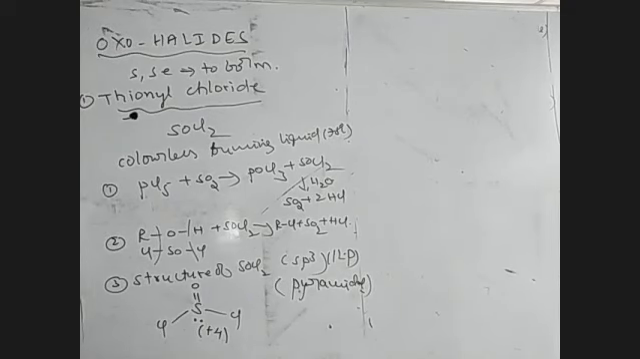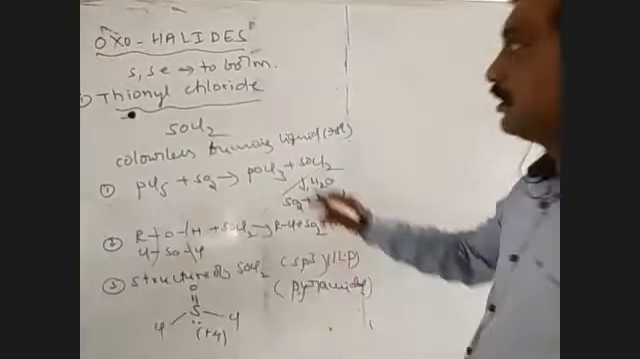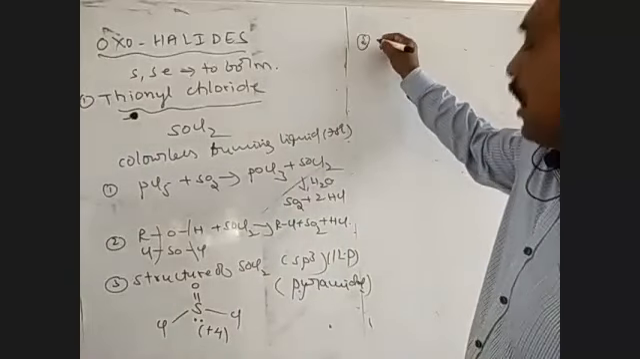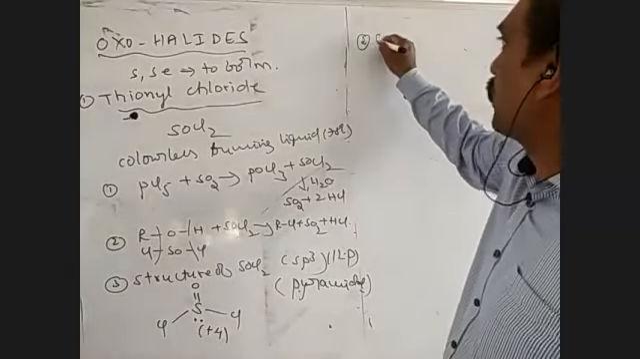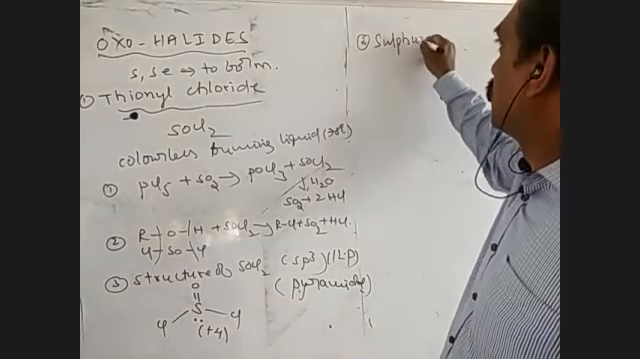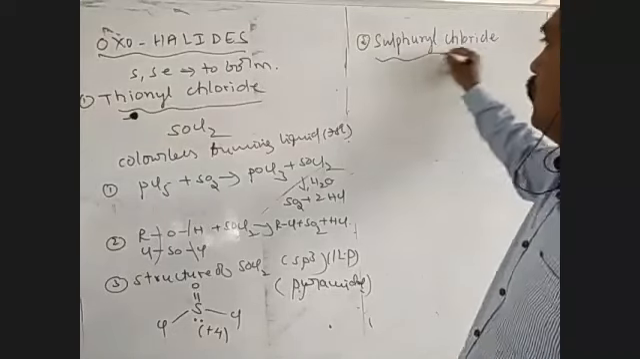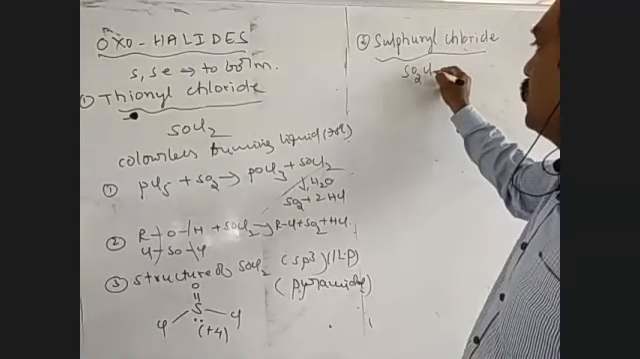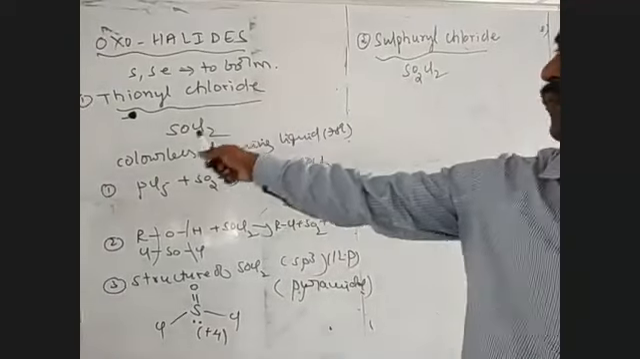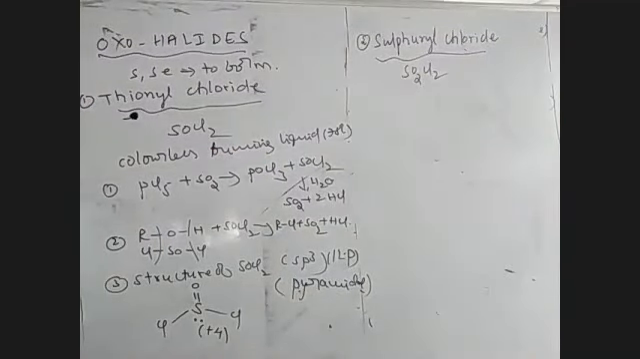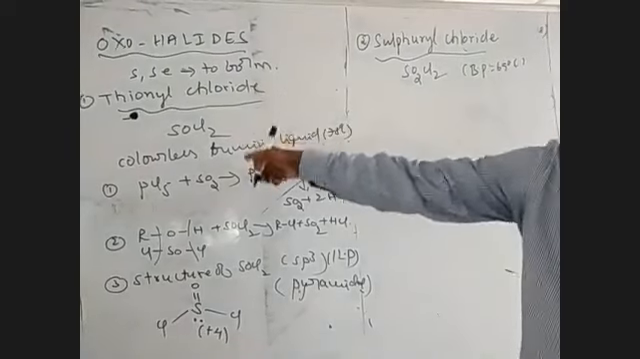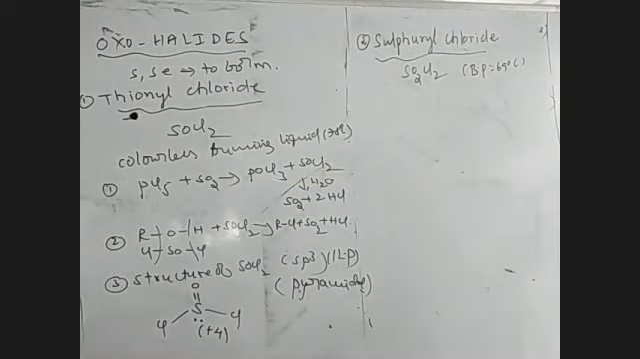This is thionyl chloride. The second type of oxohalides is sulfuryl chloride. The formula of sulfuryl chloride is SO2Cl2. Thionyl chloride has the formula SOCl2 and sulfuryl chloride has the formula SO2Cl2. Here the boiling point of sulfuryl chloride is taken as 69 degrees and the boiling point of thionyl chloride is 78 degrees centigrade.